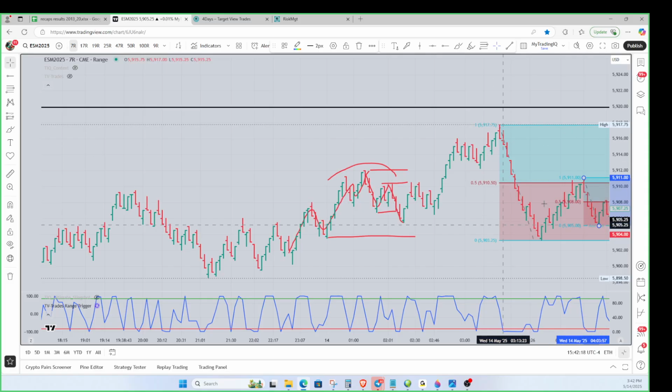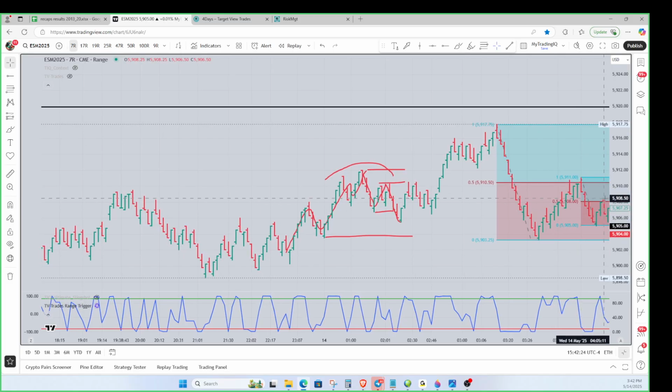And I'm doing all this without having the background colors in here, right? So I don't want you to be thrown off by the background colors. I take that trade every time, and what I'd anticipate is that it's going to get down here, right? This is my first area of support.